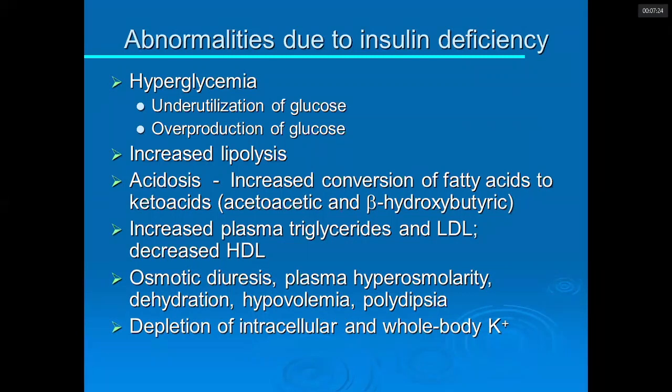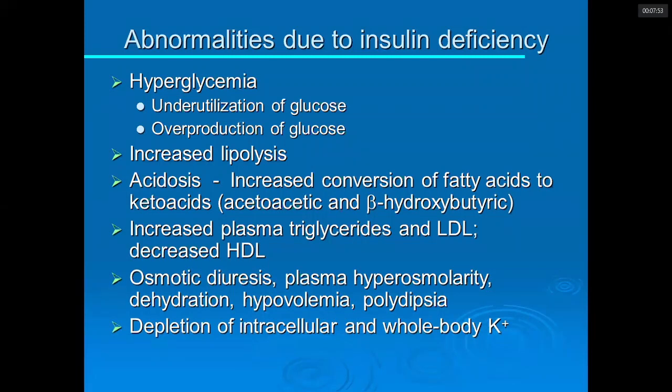We have acidosis, with increased conversion of fatty acid to keto acids, acetoacetic acid and beta-hydroxybutyric acid. We have increased plasma triglyceride and low density lipoprotein and decreased high density lipoprotein. Hyperglycemia will lead to osmotic diuresis, plasma hyperosmolarity, and dehydration, leading to hypovolemia and polydipsia.